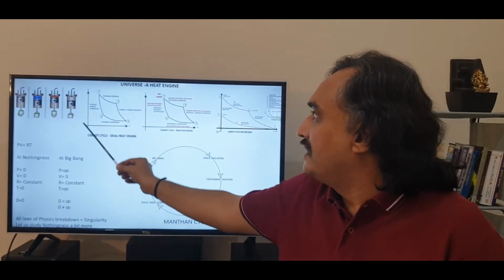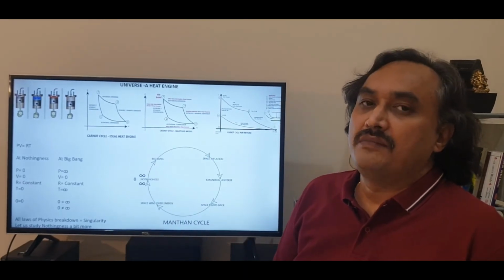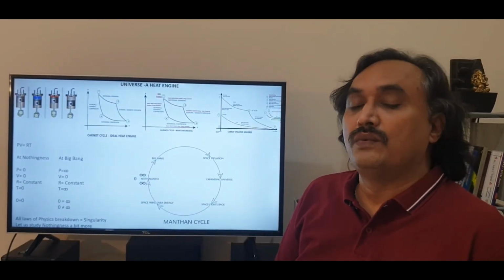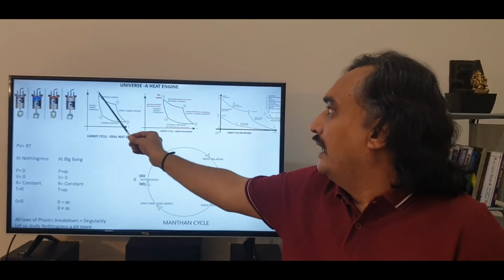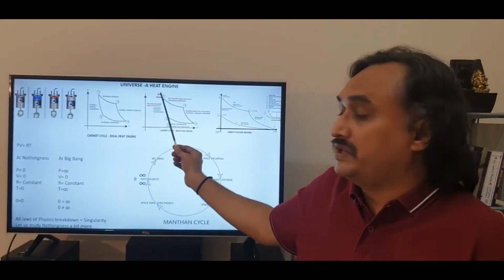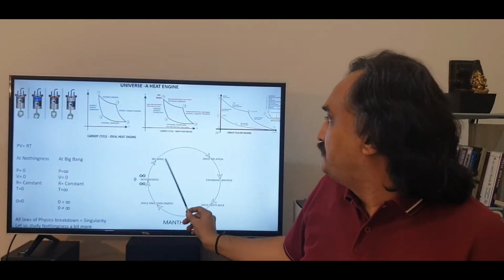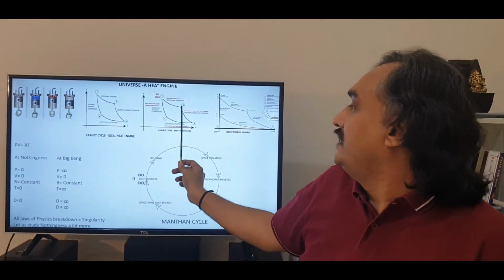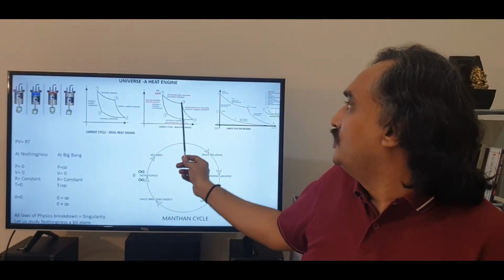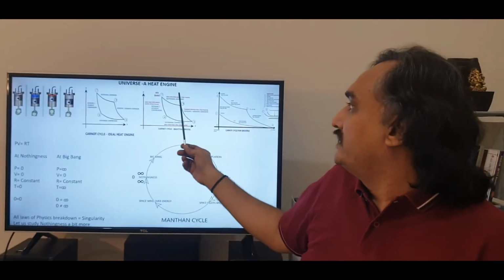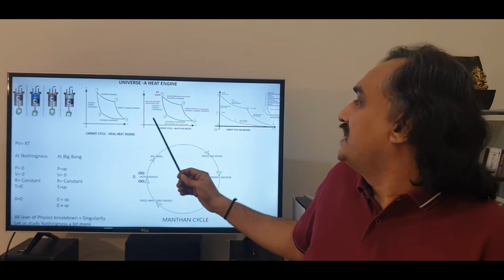And let us try and compare these tasks that we come across in the CARNOT cycle with the ones we have just come across in the Manthan cycle of the universe. For spark plug, we can replace it with a big bang. The isothermal expansion, we can replace it with space inflation. And then the adiabatic expansion is very similar to the expanding universe, where the temperature is dropping down, the universe is cooling, possibly the stage that we are in.